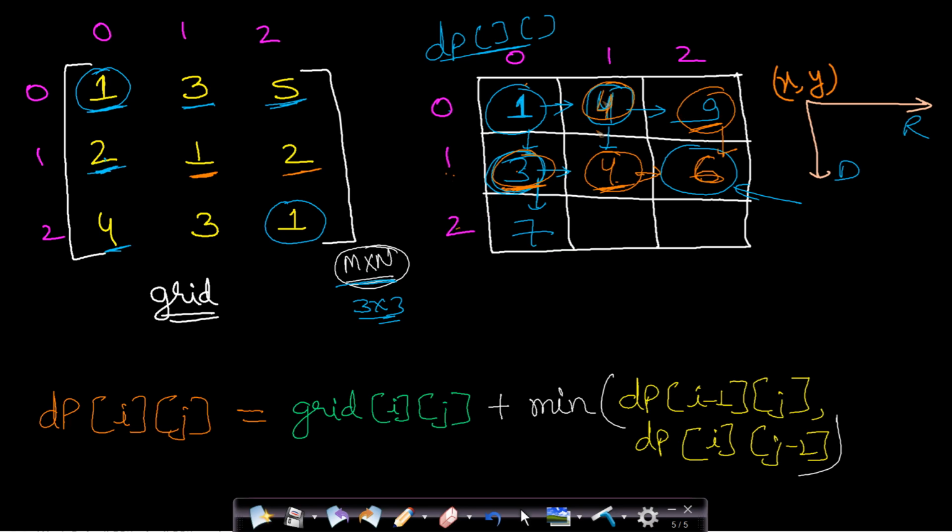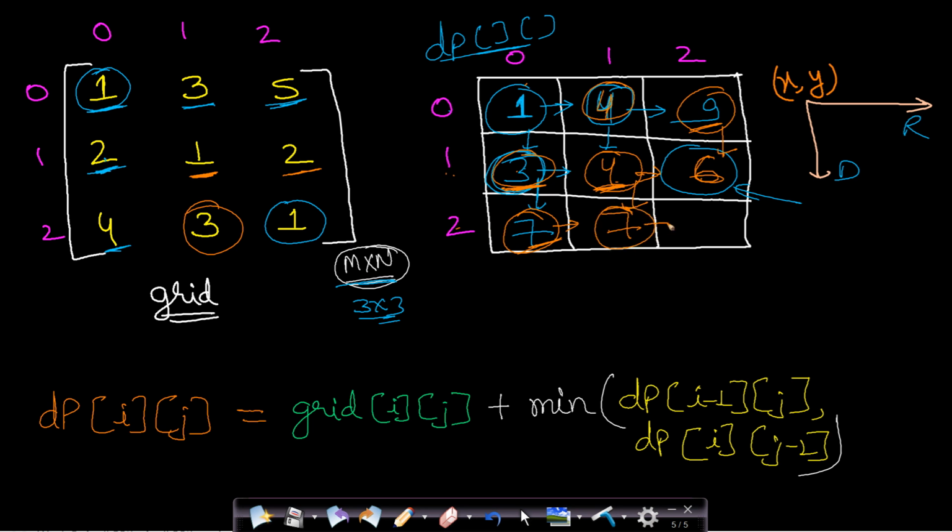Now if you want to reach 2, 1, then we can reach it from 2 points: from this cell 2, 0 we can move right, and from 1, 1 we can move down. So we'll take the minimum of these two values, 4 and 7. So it will be 4. The current cost 3 will get added, and it will become 7.